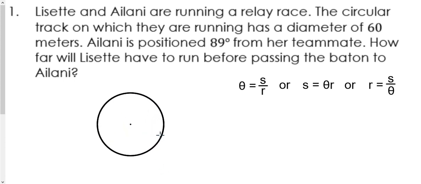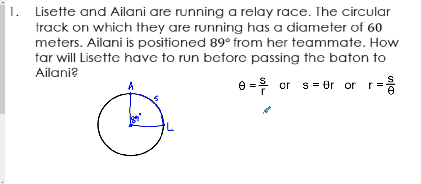So here's our circle, okay? And the center of our circle is going to be right here. Let's say Lizette is right here. Alani is positioned 89 degrees from her teammate. Let's call this 89 degrees. So this is where Alani is. So Lizette's going to start running. She's going to run this way right here. And at that point, she's going to pass the baton. It says, how far will she have to run? So this is what we're looking for right here. This is the subtended arc length.